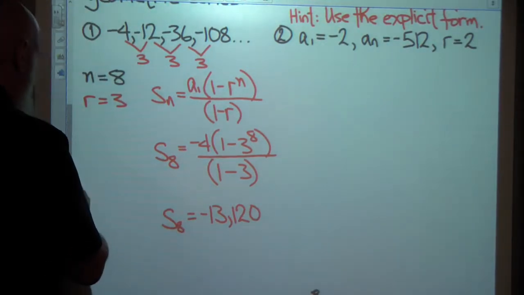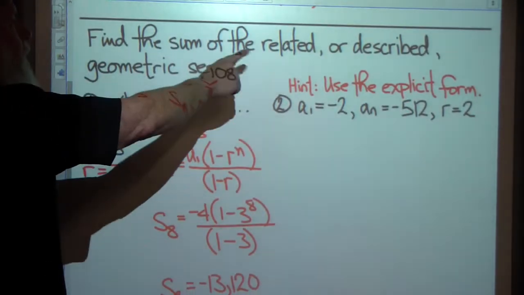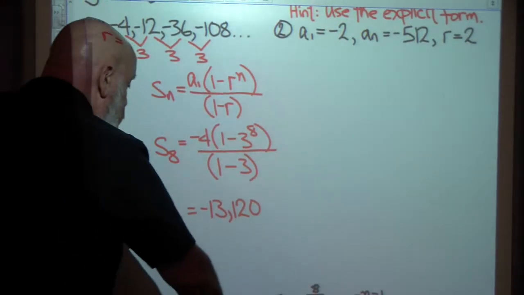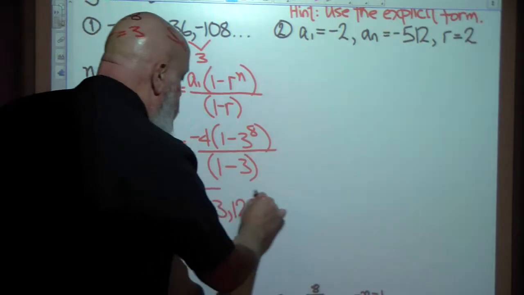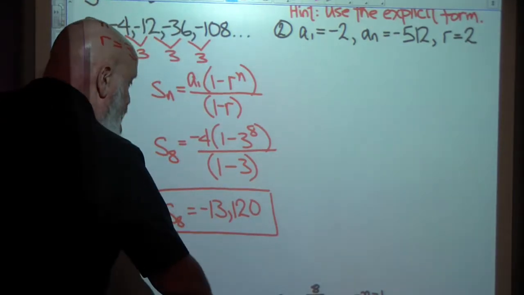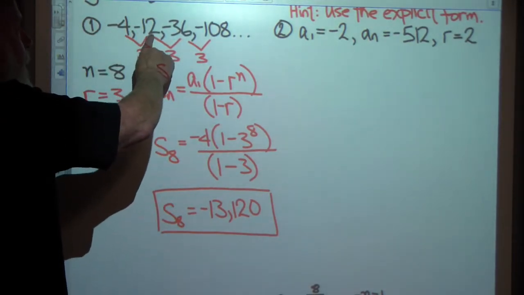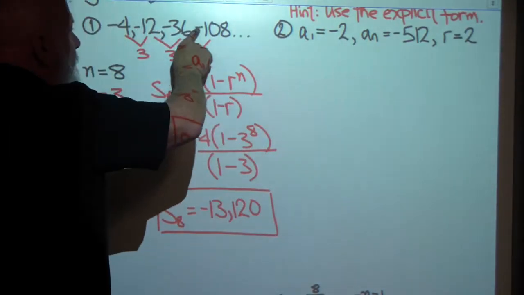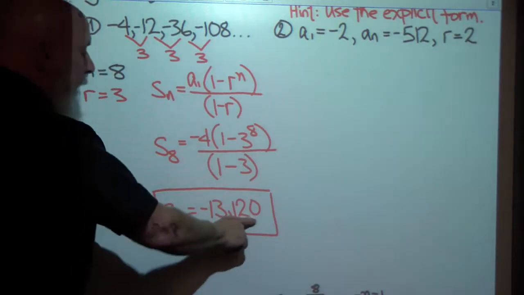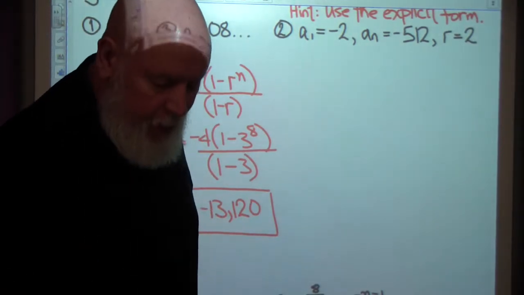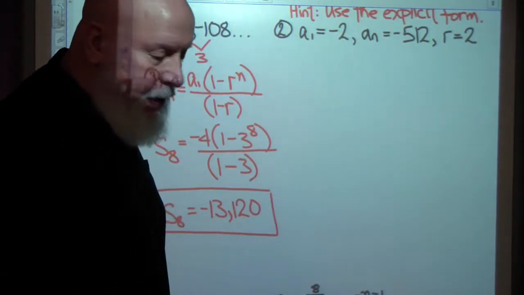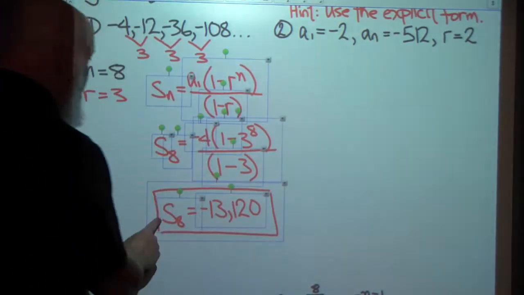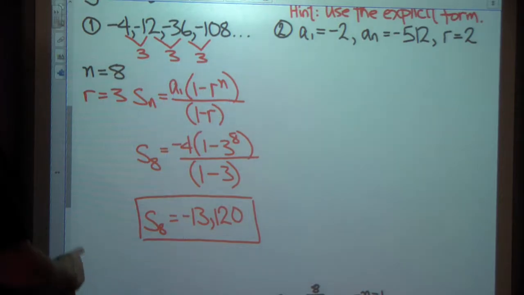And that is, I think, everything we were asked for. Find the sum of the related or described geometric series. We did, and now I just want to see if that sum is correct. We keep multiplying this by 3 until we have 8 terms, and then add all those up, we should get negative 13,120. And that's what the key says, so yay! All right, let me move these to the left a little bit. Let's take a look at another one.